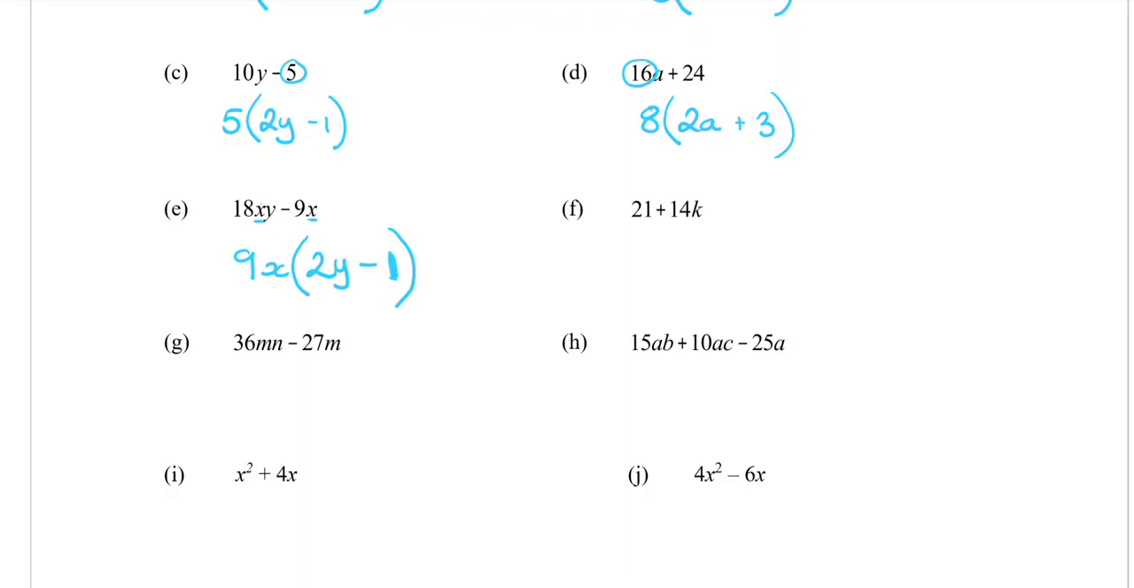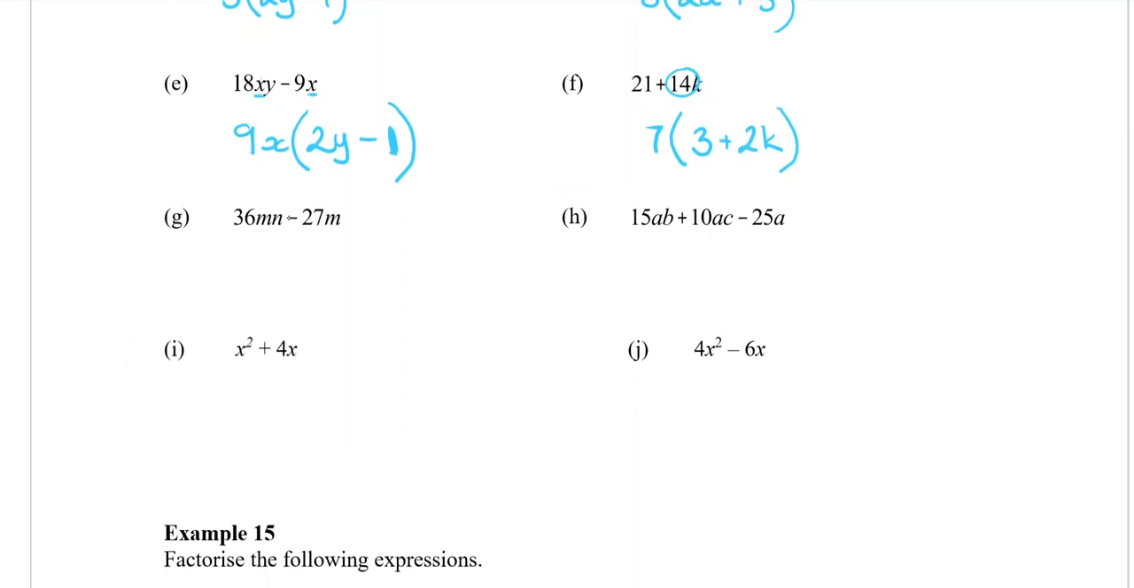For F, we have 21 and 14, so it can't be bigger than 14 for my factor. 14 does not divide out of 21. But what about something like 7? 7's going to work. 21 divided by 7 is 3, plus 14 divided by 7 is 2k.